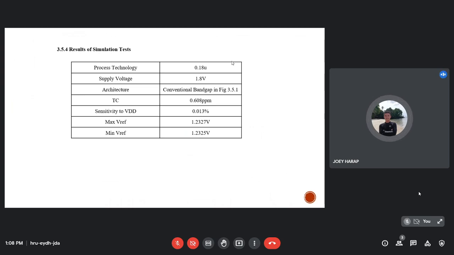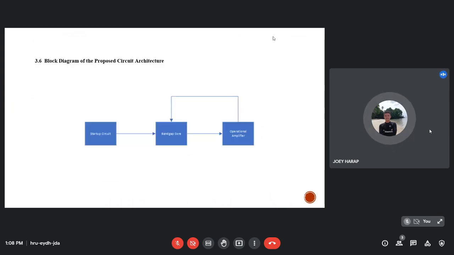So here are the results of the simulation test. We have a process technology of 0.18 micrometer at the supply voltage of 1.8, and the result shows that we obtained a TC of 0.6 ppm, sensitivity to VDD which is very small, around 0.030%, a max VREF of 1.2327 and a minimum VREF of 1.2325. So it just shows that the bandgap that we are simulating is working properly.